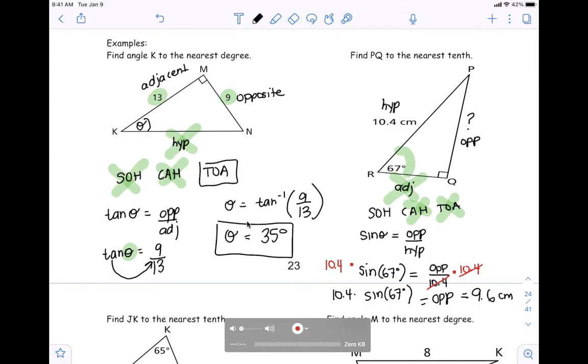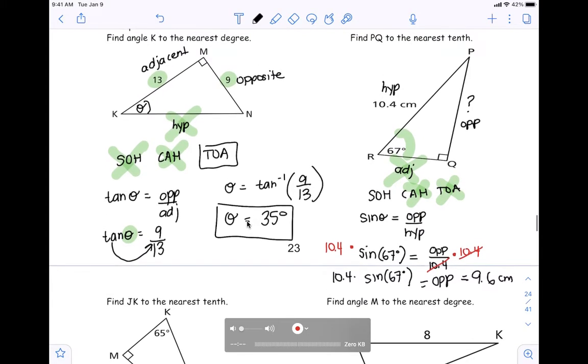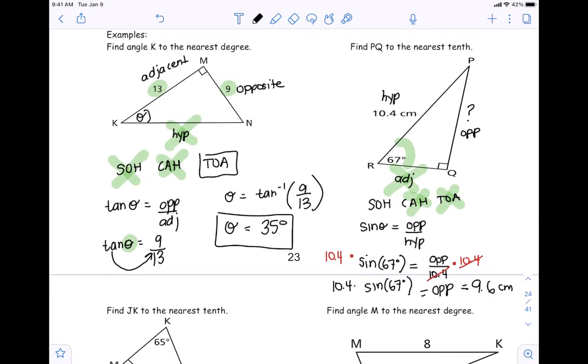Take a moment, copy that in, make sure you have all your notes filled in. This is kind of reviewing 10C for you guys. So make sure that if you did miss a bunch of trigonometry that you're taking the time to review right now.